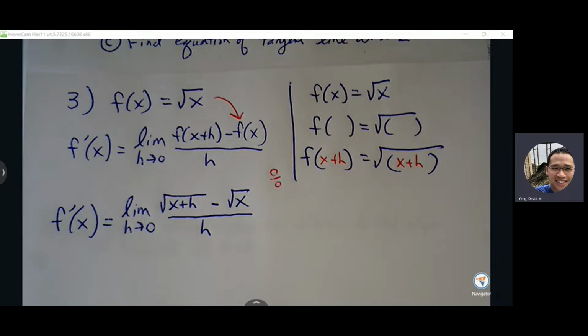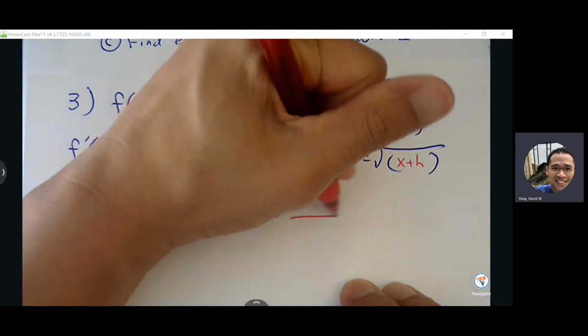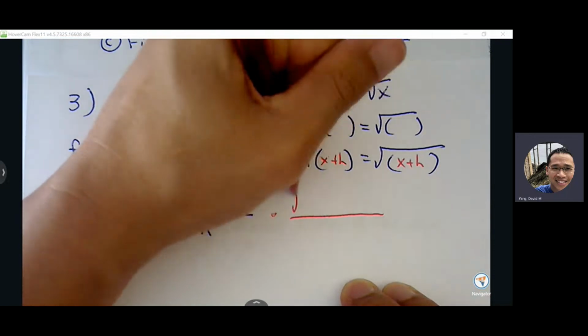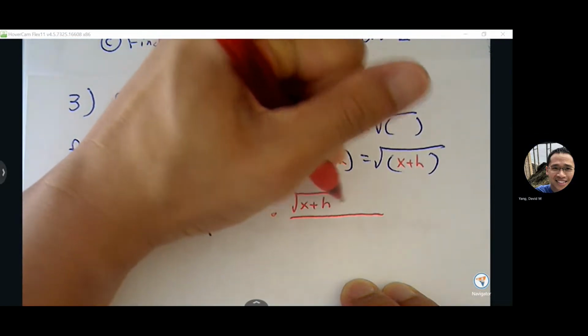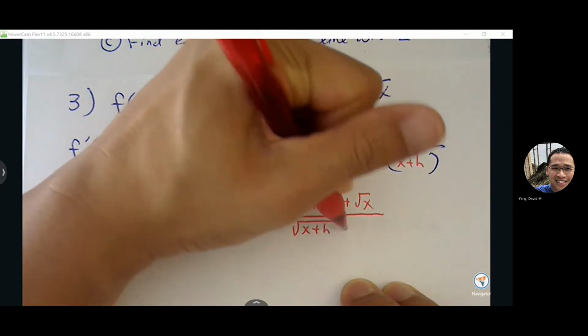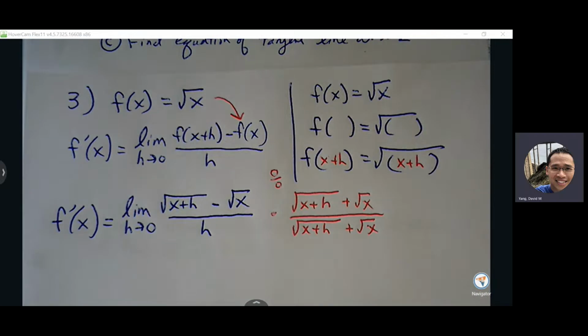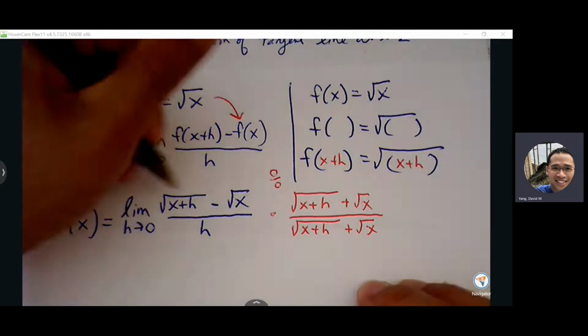What type of problem does this look like? Yeah, we've got to multiply by what? Conjugate, yeah. Okay, so we'll FOIL the numerator, but leave the denominator alone.